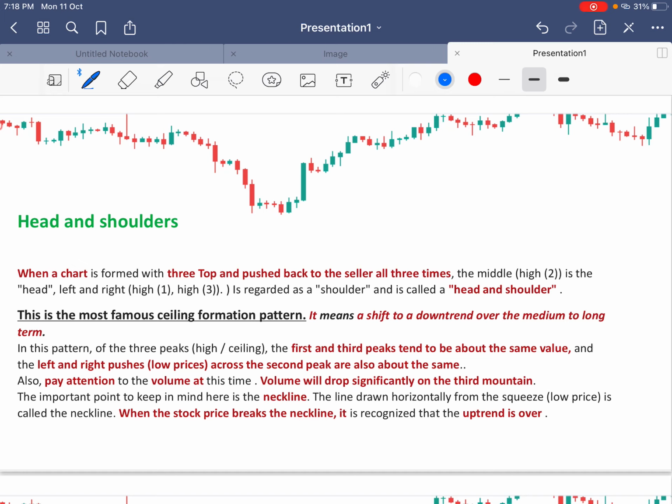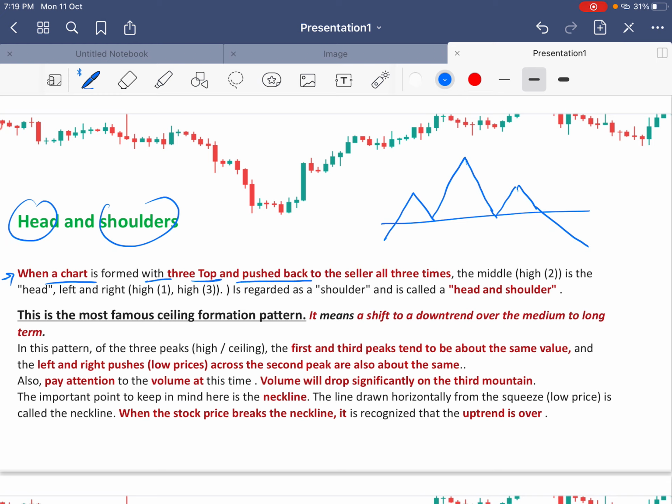So basically what happens in head and shoulders, from the name you can see, this pattern appears like this. Let me just draw this pattern. This is a rough drawing, you can get an idea from the chart. So what does this chart indicate? When a chart is formed with three tops and is pushed back to the seller all three times. As you can see, these are three tops, 1, 2 and 3. After hitting these three tops, it returns back to the selling side, as you can see from here.